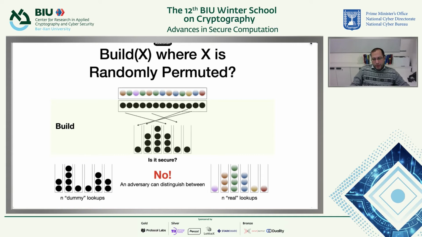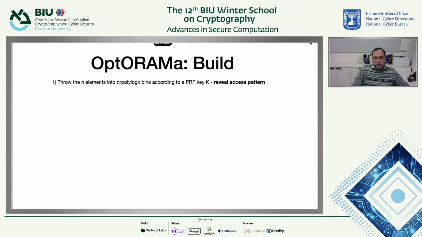Okay, so what are we going to do? The way we're going to build is as follows. We're going to take our n elements and throw them into the bins. Okay, so first we have the n elements. Someone randomly shuffles the elements for us. And then we're going to throw the elements into the bins according to the PRF key, as previously, while completely revealing the access pattern.